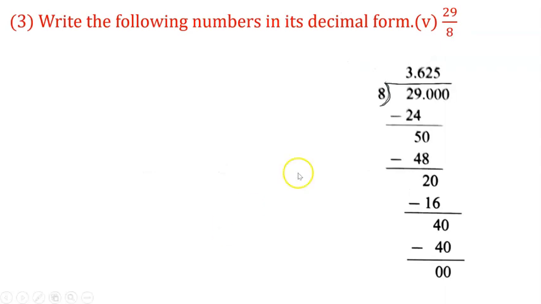And the last is very easy. That is 29 upon 8. This is a terminating division because the factors of 8 are 2 into 2 into 2. Therefore, the remainder is 0. Therefore, 29 upon 8 equals 3.625. Easy division. Okay, now in this way, we have completed this question.